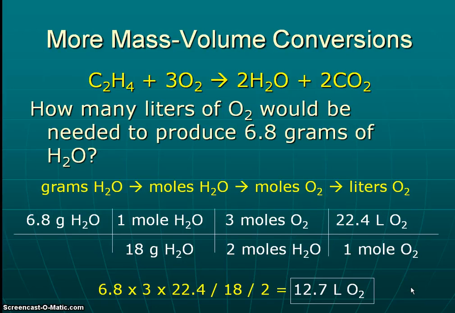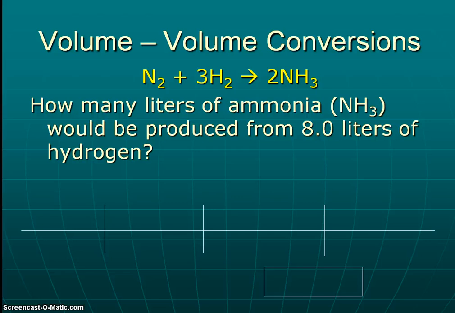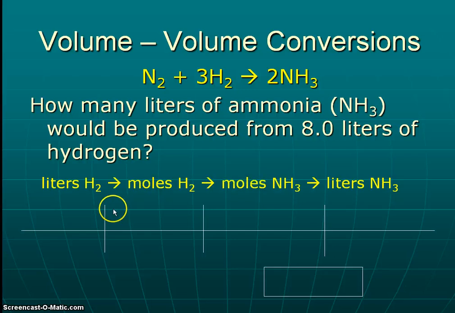So we've done grams to grams, and now we've done grams to liters. The last one we're going to do liters to liters, and it's just the same thing. So if I give you 8 liters of hydrogen, and I ask you for liters of ammonia, we're going to go liters to moles, then moles to moles, and then back to liters. So start with what you're given. And this time, since we were given liters, we don't need to use the periodic table for that. So just use 22.4 to convert it into moles of H2.